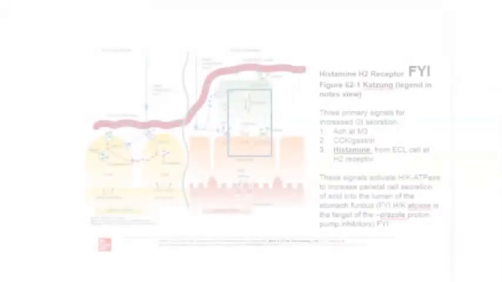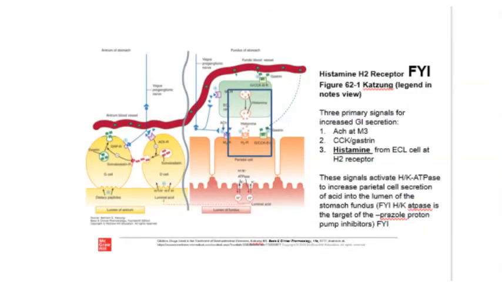Finally, just a brief word about the histamine H2 receptor antagonists. There are three primary signals for increased gastric acid secretion, one being acetylcholine at the muscarinic M3 receptor, the second being cholecystokinin or gastrin at their receptors, and our topic now, histamine at the H2 receptor on the enterochromaffin-like cells. All three of these signals can increase activity of H/K-ATPase to increase proton secretion into the fundus of the stomach by the parietal cell. So H2 antagonists like cimetidine, Tagamet, and famotidine, Pepcid, can be used to reduce acid secretion by the stomach.